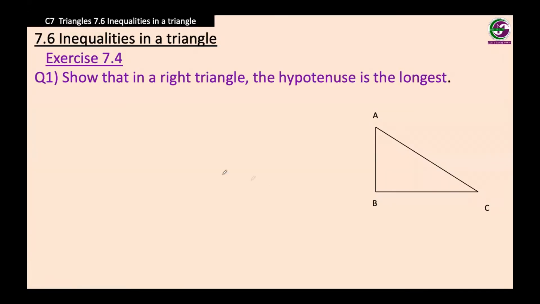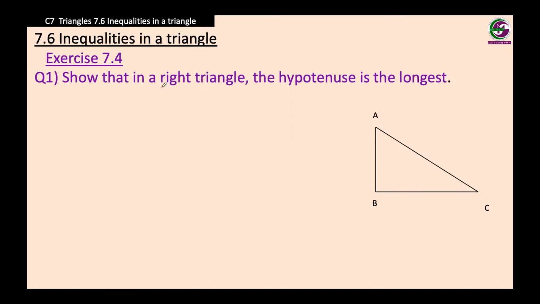Welcome back to the chapter Triangles again. In this session, we will solve a few examples related to inequalities in a triangle. Let's see the first question. Show that in a right triangle, the hypotenuse is the longest.